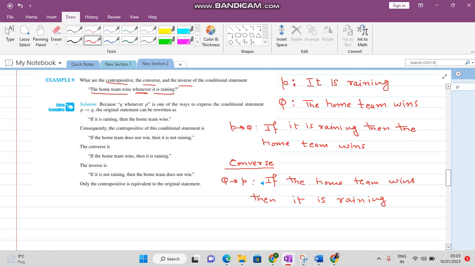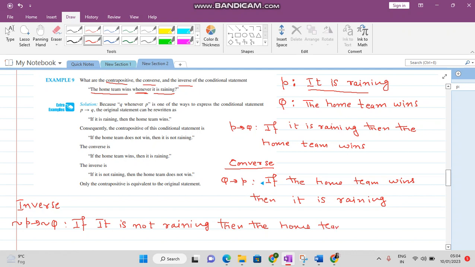Now next write the inverse. What is the inverse? Negation of P implies negation of Q. So what is the negation of the P statement? If it is not raining, then the home team does not win.